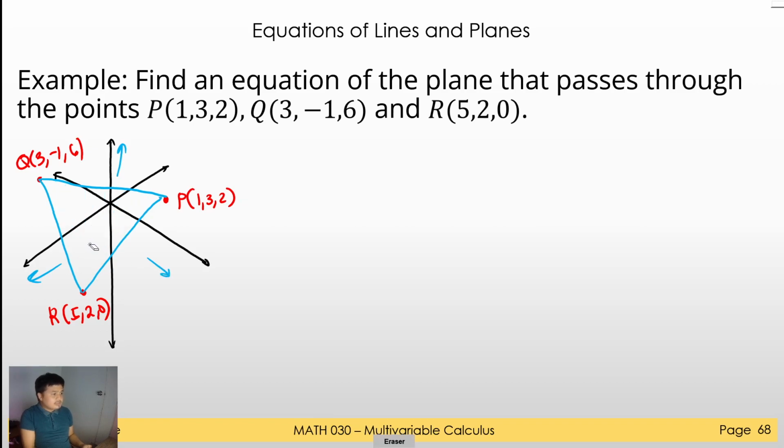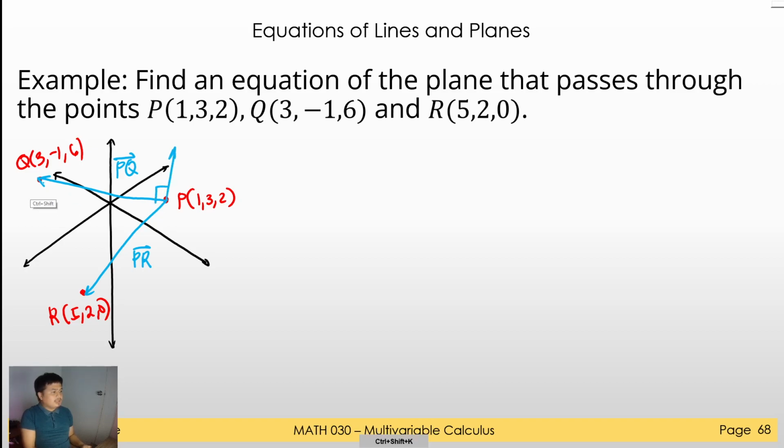So I will erase this for now, and then we can figure out a way to find this. What we can do here is create a vector that passes through this P and Q, and then also this P and R. So we can call this the vector PQ, and then this vector PR. Why did we do this? So that we can create a vector that is orthogonal to our plane.